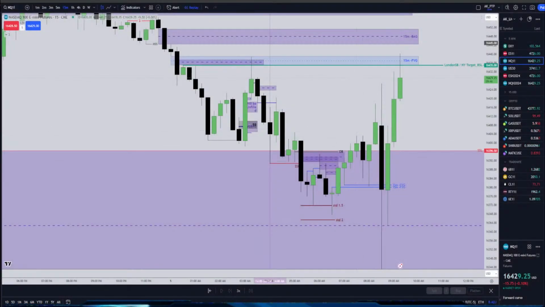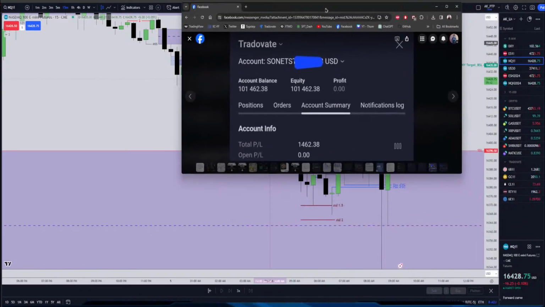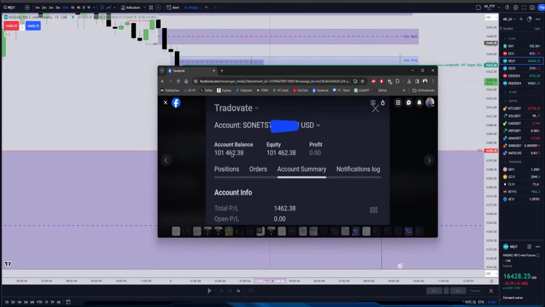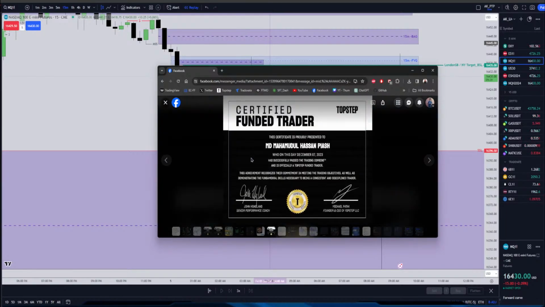I hope you can read that. Let me just remove the screenshot and bring out the photo that he sent me. So this is his, with the discount code he bought a 100k account. This is the same guy who previously got funded, and I showed you guys that he was thanking me regarding that.